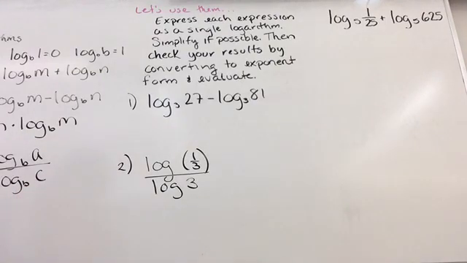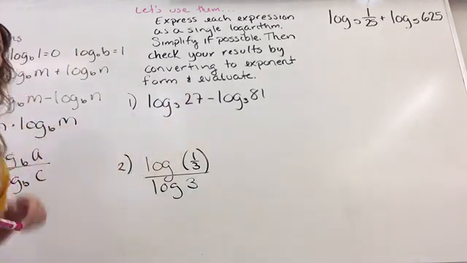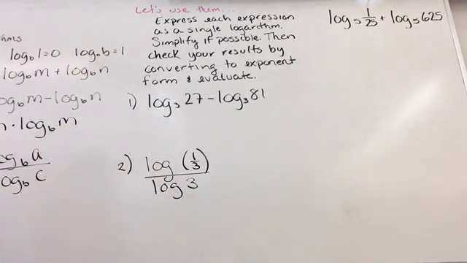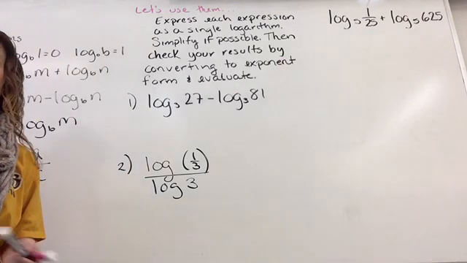So here, we're going to use our rules. We're going to express each expression as a single logarithm. Notice I have 2 logs here. My goal is to have 1 when I'm done. We're going to simplify if possible, and we're going to check our results by converting to exponent form and evaluating it.